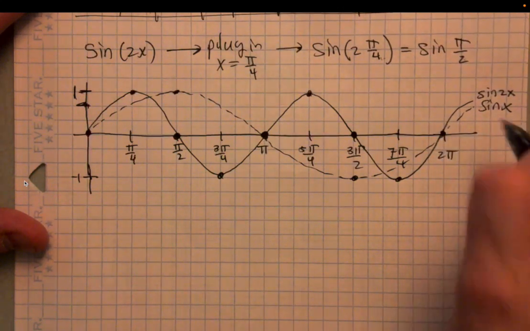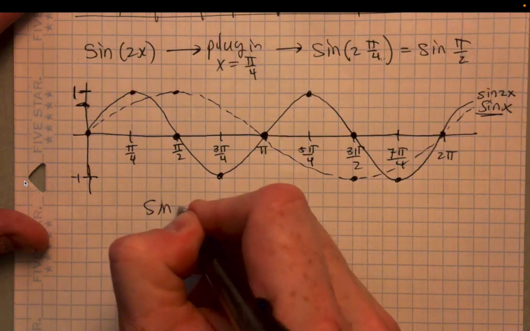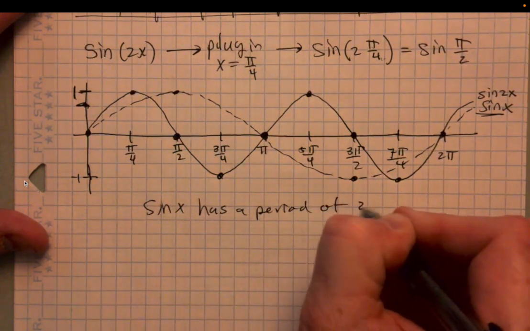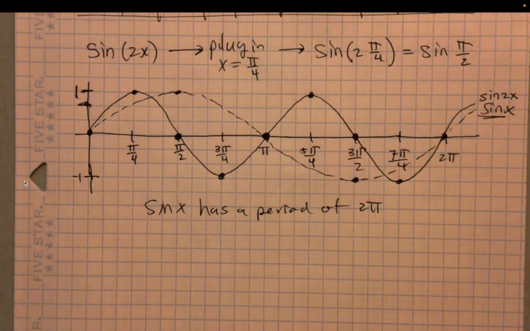Right, so the sine function, sine of x, has a period of 2 pi. So we already knew that. That's not news to us. Right? But what about the sine of 2x? What's the period for that look like?